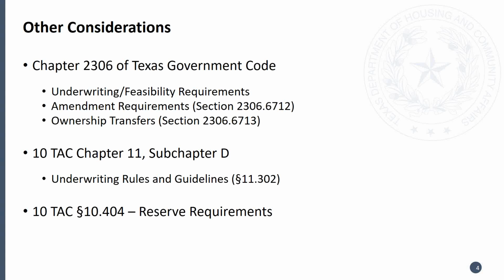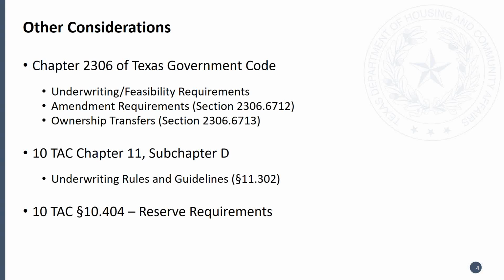The same thing with the ownership transfers. Section 2306.6713 deals with the ownership transfers. So, as part of the cost certification package, we go back and look at the organizational chart and confirm that there haven't been changes that would require approval from the department.